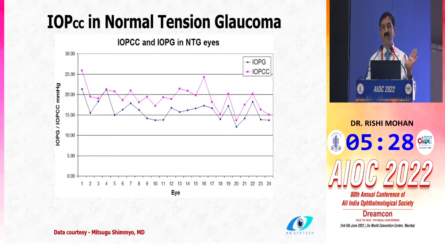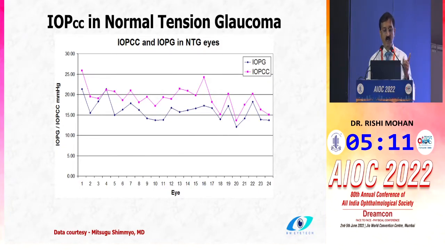And this is what happens in people with normal tension glaucoma. Are these patients really normal tension? They have glaucoma, but do they have a normal tension? The answer to that is they probably don't. They're probably glaucomas with a high pressure, but they are being missed because the machine is giving you a normal tension.